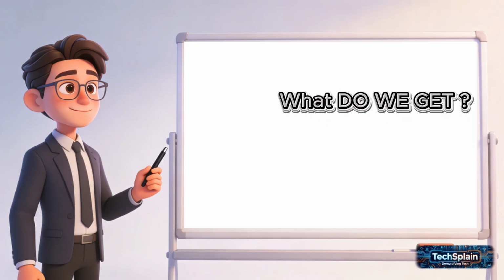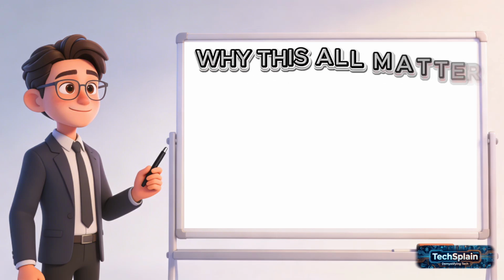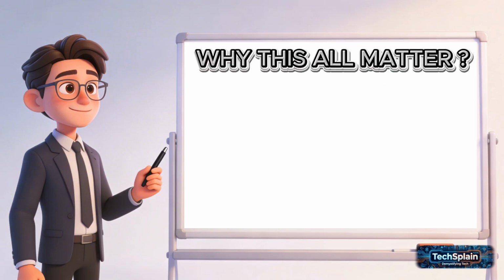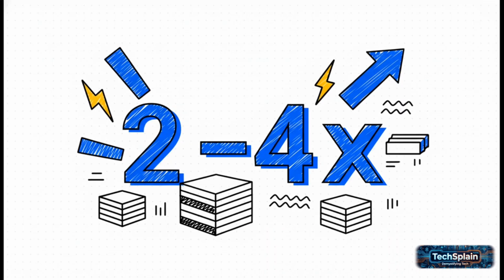So, we've got this super smart memory management system. What does it actually get us in the real world? Why does this all matter? Well, the results are kind of staggering. By basically getting rid of all that memory waste, systems that use paged attention, like one called vLLM, can get 2 to 4 times higher throughput. Now, what that means in simple terms is they can handle 2 to 4 times as many users at the same time on the exact same hardware.